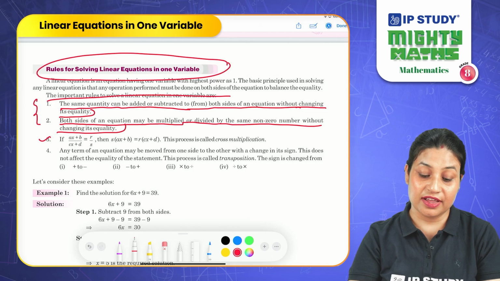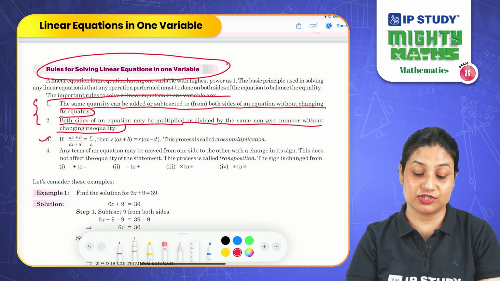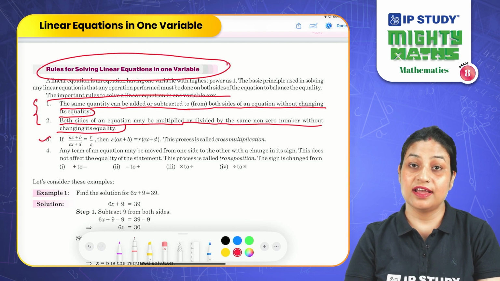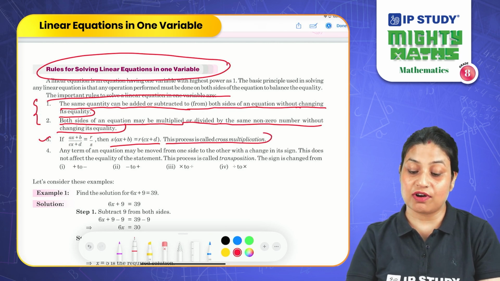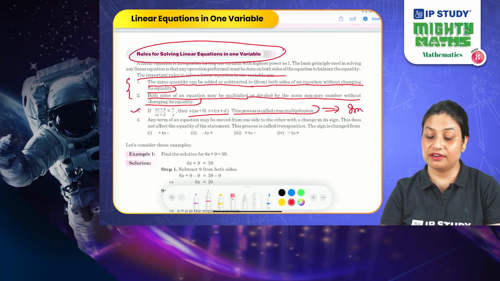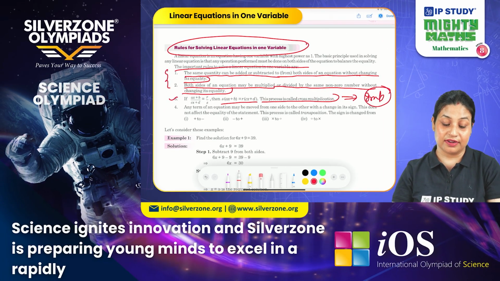Rule number 3. If (ax plus b) divided by (cx plus d) is equal to r by s, then s into (ax plus b) is equal to r into (cx plus d). This process is called cross multiplication. This is something very important for the standard that we are going to discuss later on in this chapter, right?